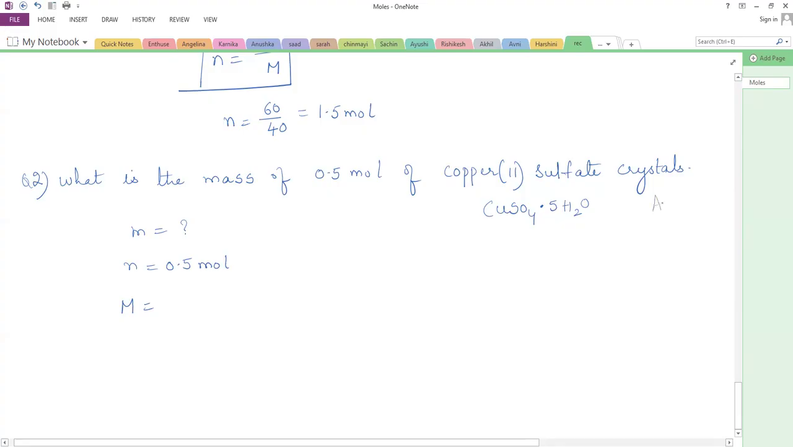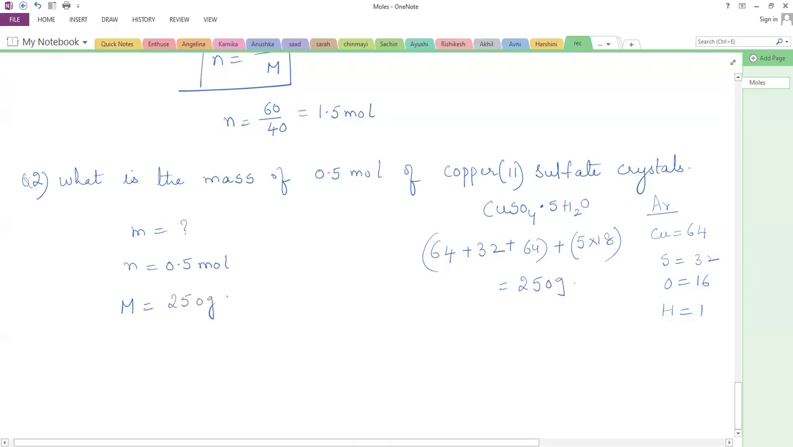So the relative atomic mass of copper is 64, sulfur is 32, oxygen is 16, hydrogen is 1. So copper is 64, sulfur is 32, plus 16 into 4 is 64, plus 5 into 18, because there are 5 water molecules and the relative molecular mass of water is 18, which is 90. If you do all this, it should come up to 250 grams.